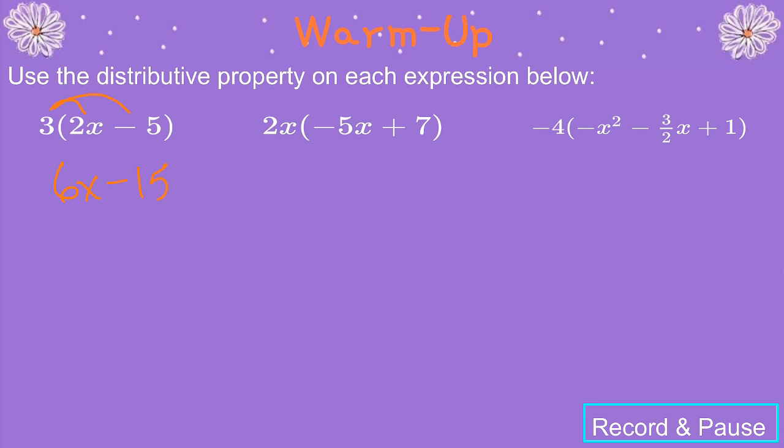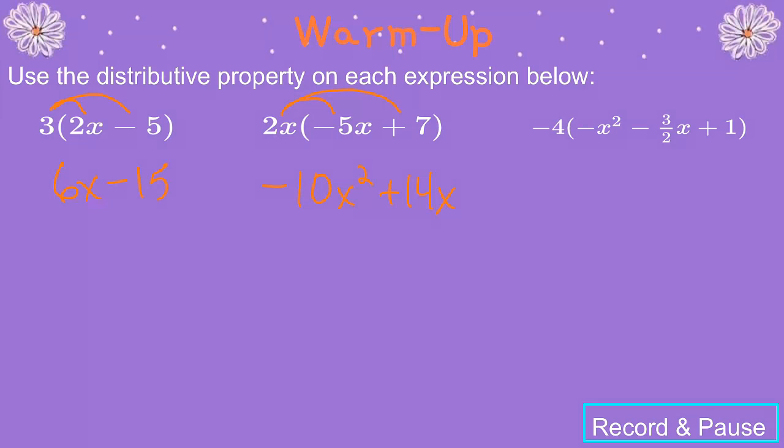Now we're distributing the 2x. We have 2x times the quantity negative 5x plus 7. 2x times negative 5x, well, we can think of 2 times negative 5, that's negative 10. X times x, that's x squared. 2x times positive 7 is positive 14x.